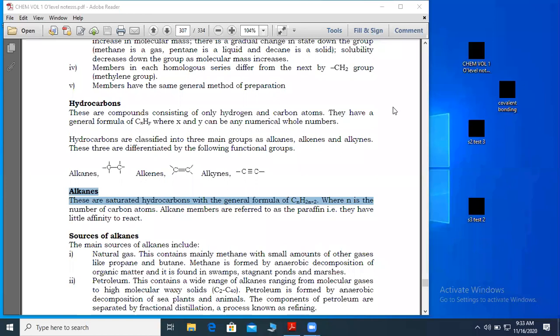These are saturated organic compounds. These are saturated hydrocarbons which have a single bond. For them, they have a single bond between the carbon atoms. If you use the formula, then you should mention that N is the number of carbon atoms and N is not 0. So add that one somewhere.